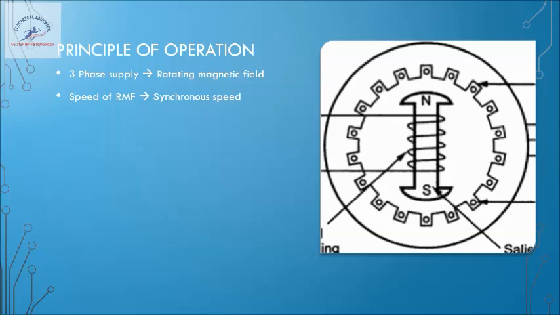Next, the speed of the rotating magnetic field is called the synchronous speed. This is given by the equation Ns = 120f/P, where f is the frequency of supply and P is the number of poles in the stator. P is not the number of rotor poles, it is the electrical magnetic poles present in the stator. The speed at which the magnetic field rotates is called the synchronous speed. This is a very important terminology.